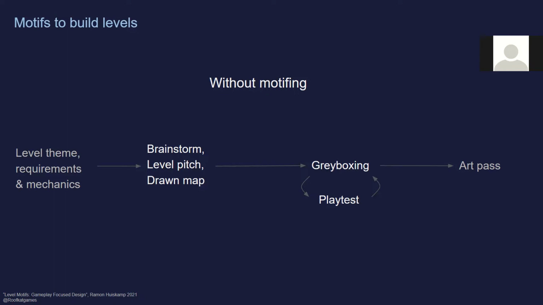But roughly, after getting the requirements for a level, you normally go into some kind of preparation phase, which may involve brainstorming, writing out level pitch documents, potentially drawing out a map or making a flowchart of the level that you want to create. And then you go into a greybox version. You make the geometry, add gameplay, and you iterate on that until you finally get a final result that works really well. And then you move on to an art pass.